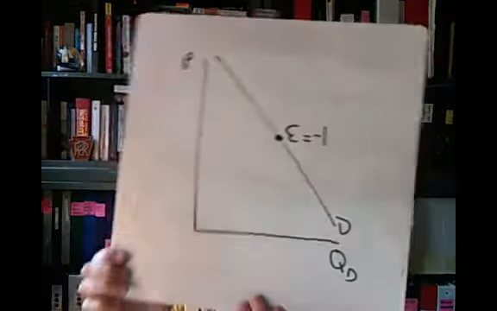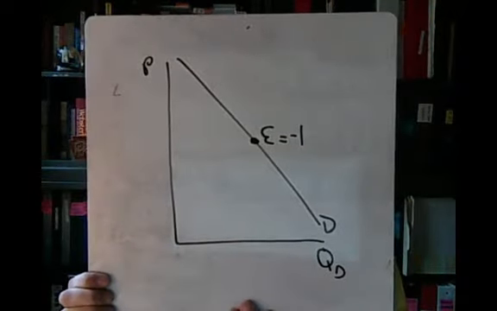In our big graph here, in the exact middle, we're going to have the elasticity of demand where it's equal to -1. This is going to be called unitary elasticity.